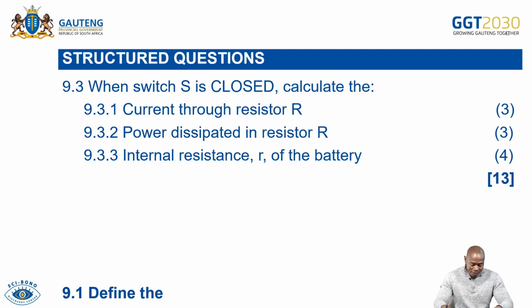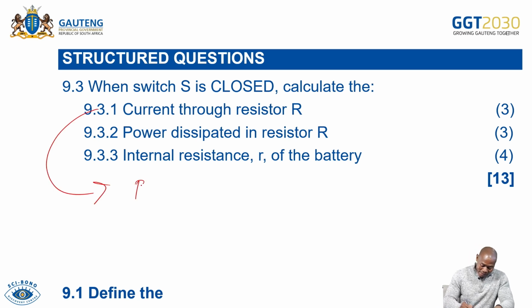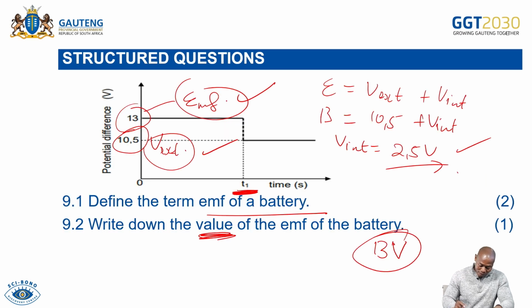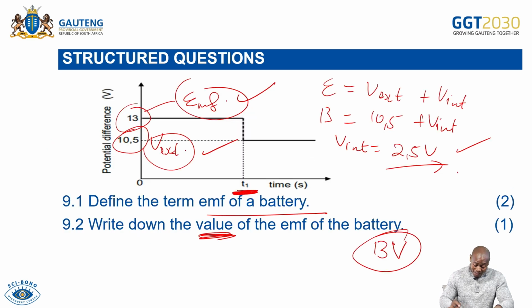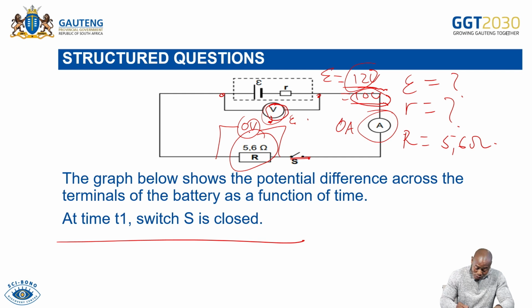Then when the switch is closed, calculate the current through resistor R. So the current through resistor R is equal to V over R. What is R? R is 5.6 if I'm not mistaken. Yes, it's 5.6. So we are looking for the current. What is V? V is the external potential difference. So the potential difference across this resistor, initially it was 0 when the switch was open. But now it will be 10.5, it's what is given. So it will be 10.5.